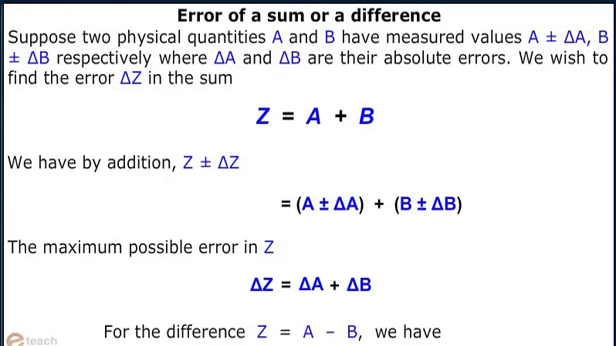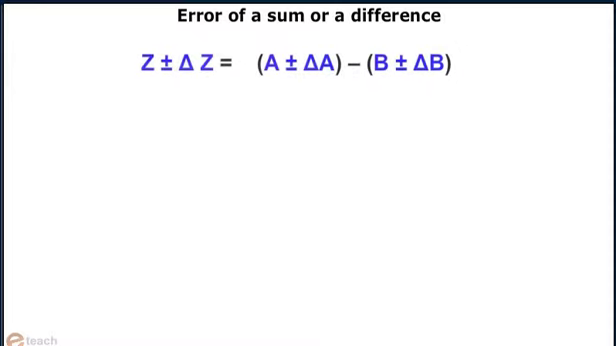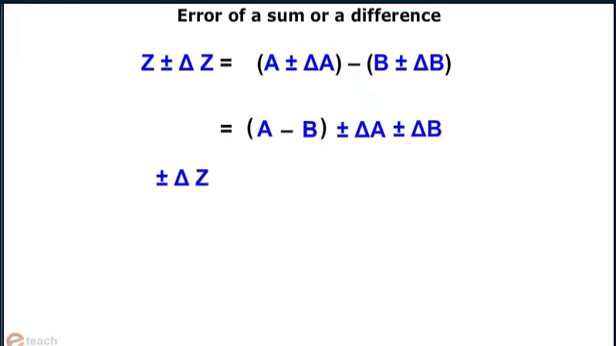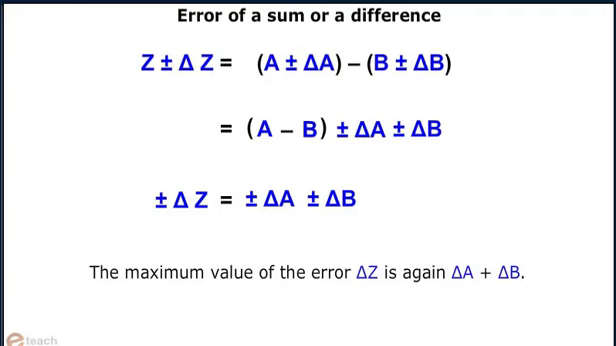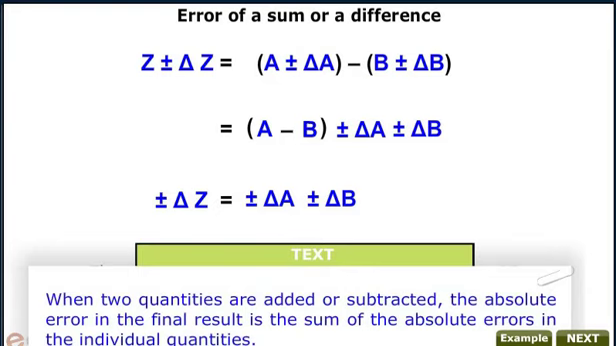For the difference Z equals A minus B, we have Z plus minus delta Z equals A plus minus delta A minus B plus minus delta B, which is equal to A minus B plus minus delta A plus minus delta B. Therefore, plus minus delta Z equals plus or minus delta A plus or minus delta B. The maximum value of the error delta Z is again delta A plus delta B. Error: when two quantities are added or subtracted, the absolute error in the final result is the sum of the absolute errors in the individual quantities.